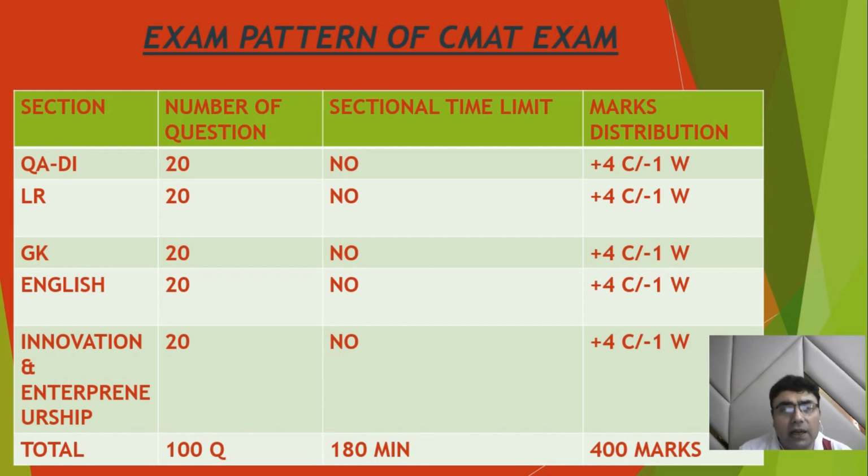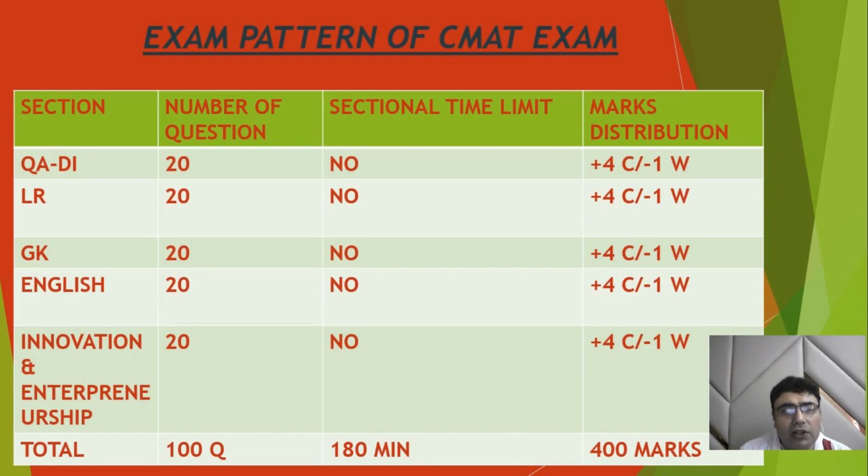The second section that appears is logical reasoning. Again, 20 questions are asked from this section. No section time limit. +4 for each correct answer, and -1 for each wrong answer. The third section that appears is general knowledge. 20 questions are asked from this section. No section time limit. +4 for each correct answer, and -1 for each wrong answer.